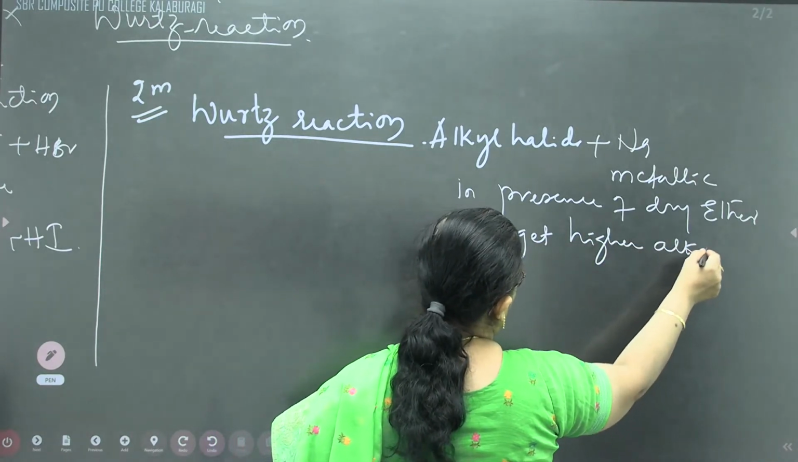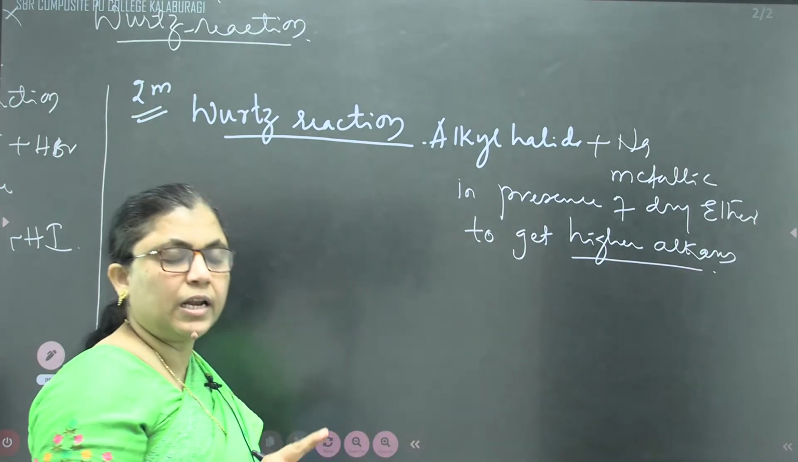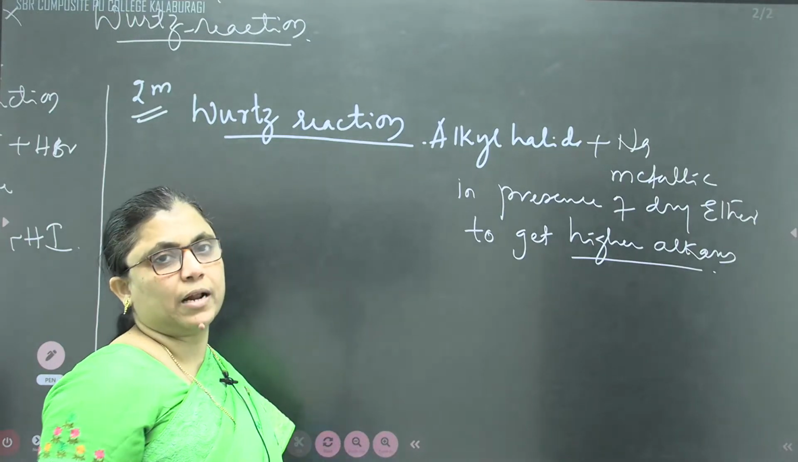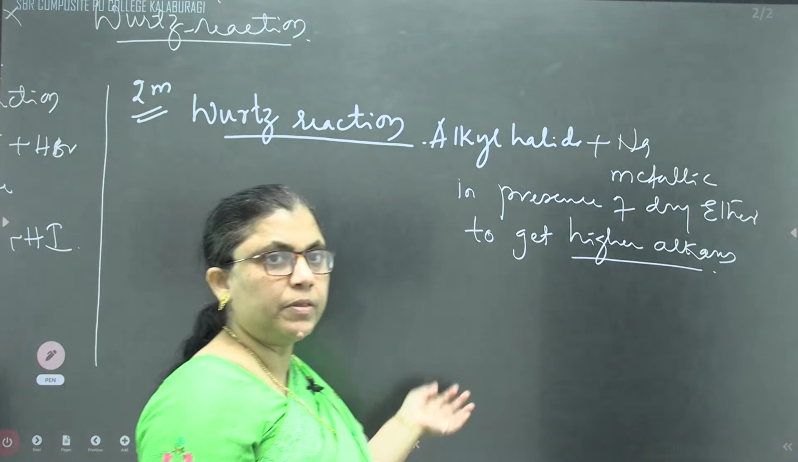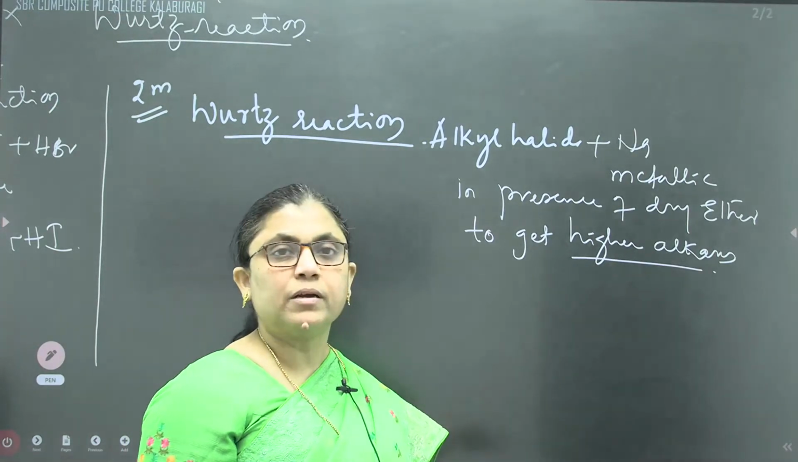Higher alkane represents that if an alkyl halide contains 1 carbon atom, we'll get a product with 2 carbon atoms. It means the carbon number will become double.